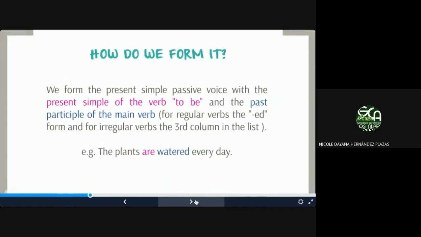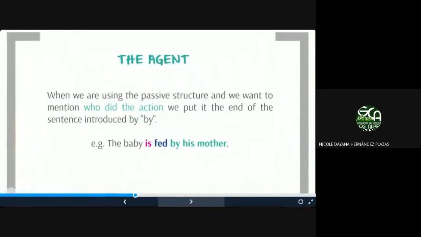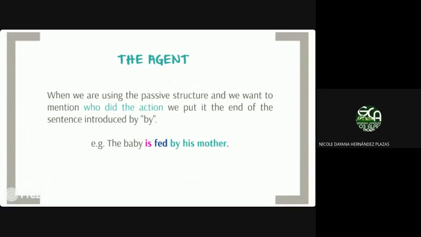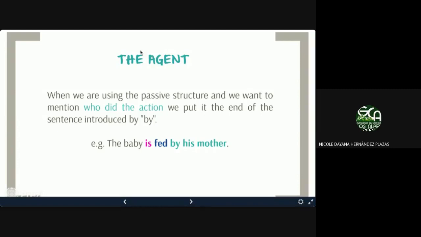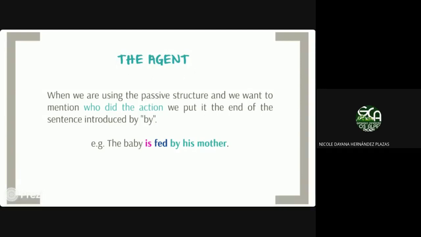What happened then with this? Look at this. Before explaining, guys, the negative form, I want to show you this because it is not necessary, but you can use it. The agent. We are going to read a bit about the agent, el agente de la voz pasiva.